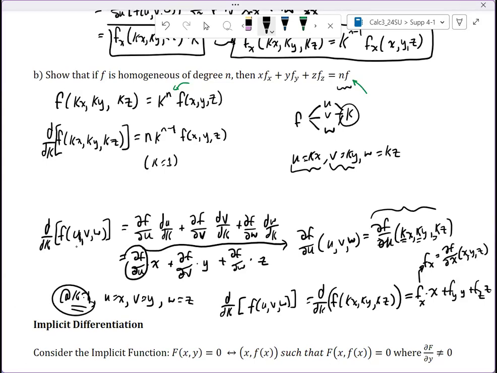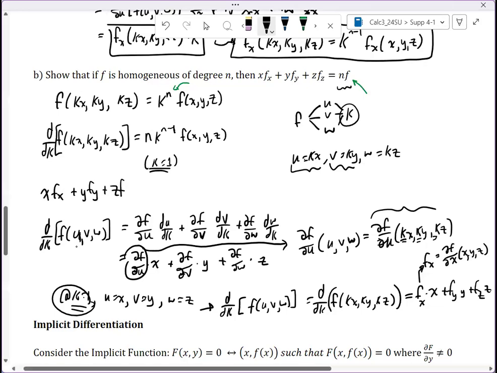But I do see that at k equals 1, my left-hand side is x f_x plus y f_y plus z f_z, all evaluated at just (x, y, z). And my right-hand side at k equals 1 is just n f, also evaluated at (x, y, z). And that's exactly the relationship that I wanted to get.